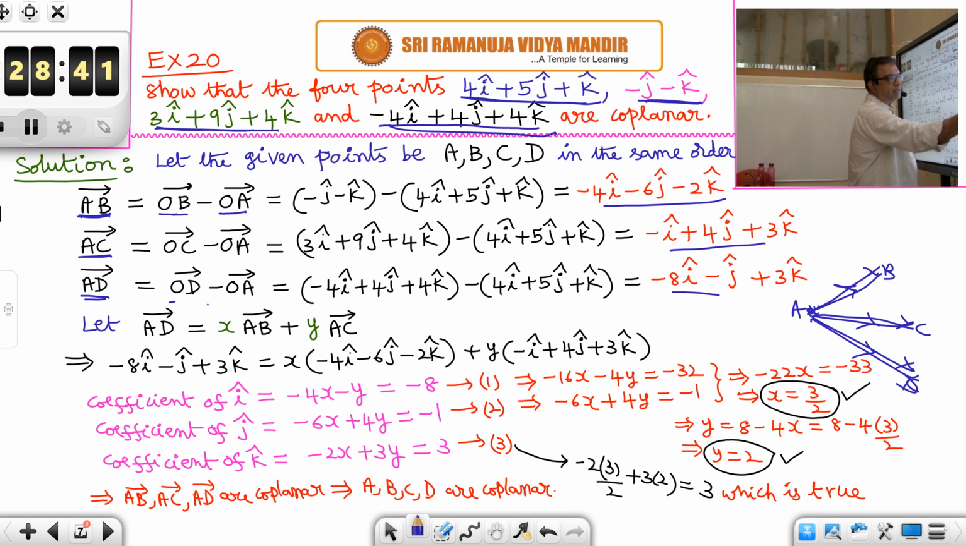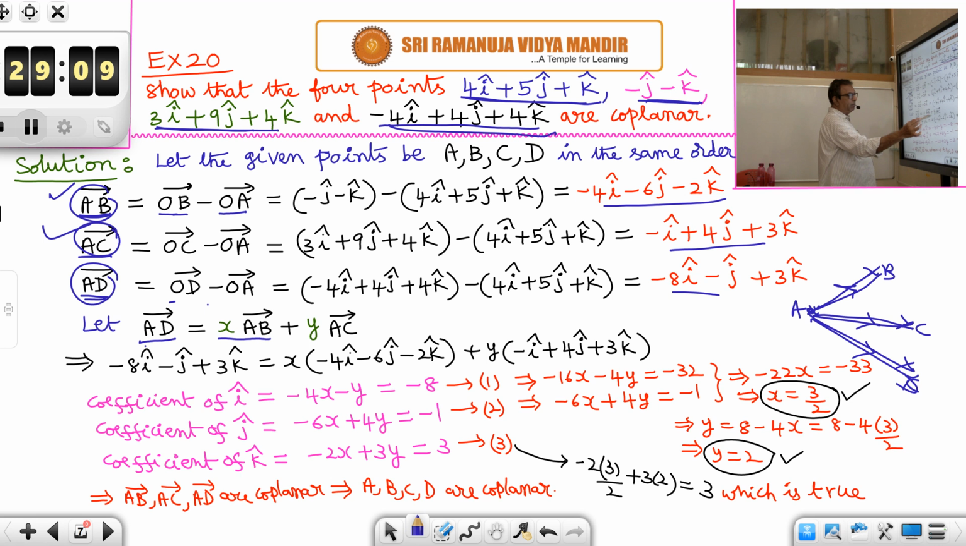We have to show that these 3 vectors are coplanar vectors. If the 3 vectors lie in a plane, then the 4 points lie in a plane. If the 3 vectors do not lie in a plane, then the 4 points will not lie in a plane. So how do you prove that 3 vectors are coplanar? Take any one of the 3 vectors, say AD bar. If AD bar can be expressed as a linear combination of the other 2 vectors, that means AD bar is equal to some x into AB bar plus y into AC bar, and you can find the values of x and y, then they are coplanar.